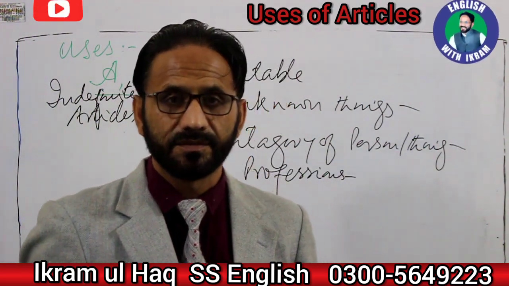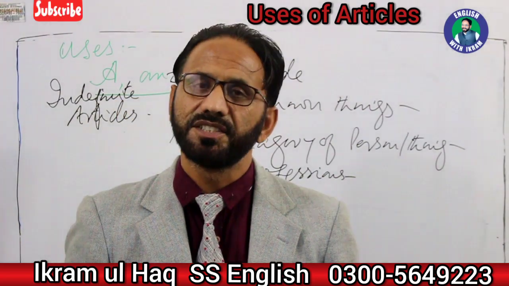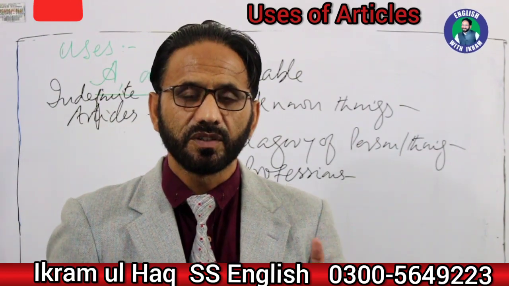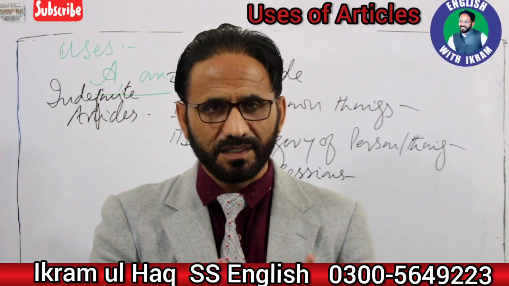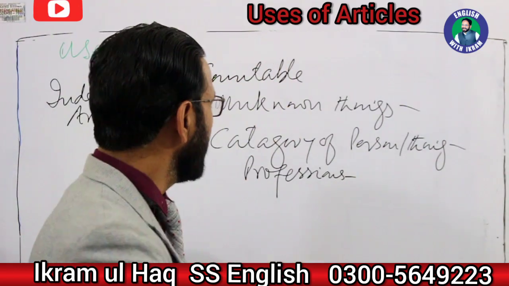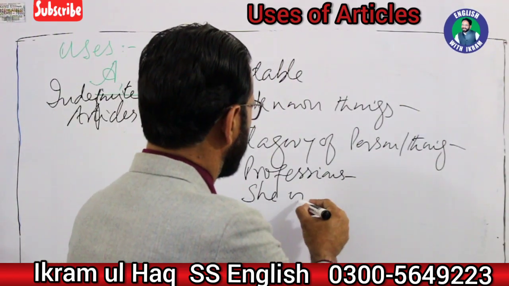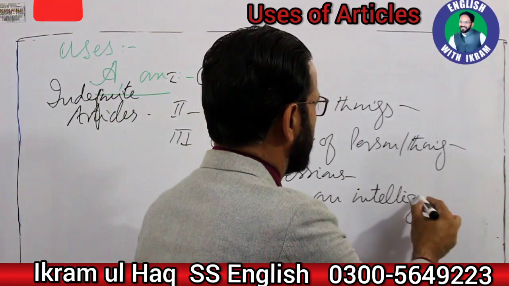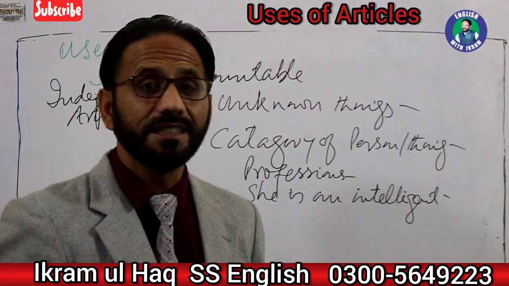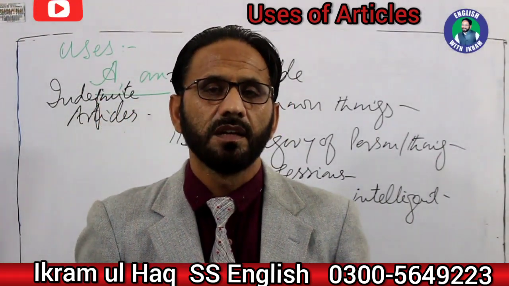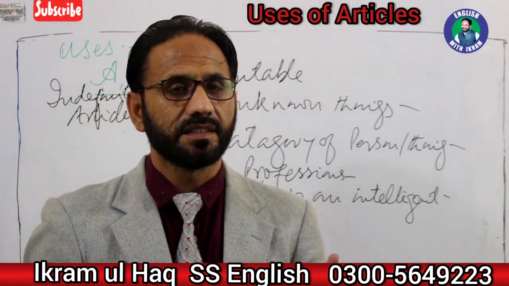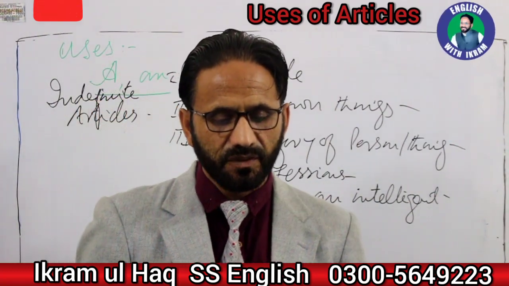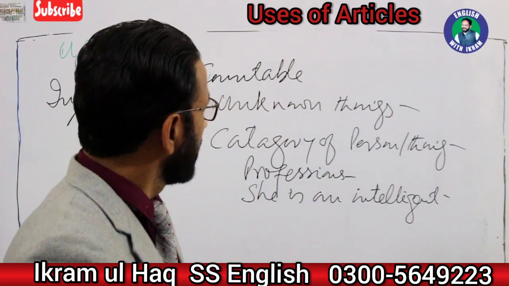I am a teacher. You can't say I am teacher. He has worked as a manager. She has worked as a principal. This is one category of person. She is an intelligent girl. This is the category of that girl. What type of girl is she? She is an intelligent girl. So when you talk about a certain category of some person or thing, then you have to use a or an article. Right?